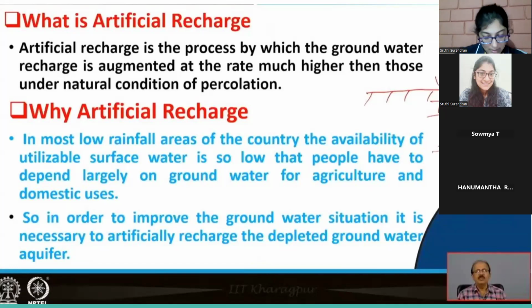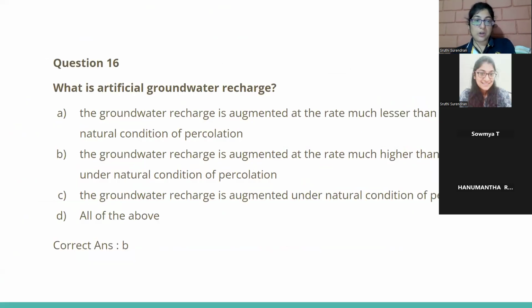an artificial recharge. So under natural conditions, under normal conditions, the rate at which the water is getting replenished is very low. But when we can do it at a higher rate than the natural condition, that is what is called artificial recharge. So here option B, the groundwater recharge is augmented at a rate much higher than those under natural conditions of percolation, would be the correct answer.